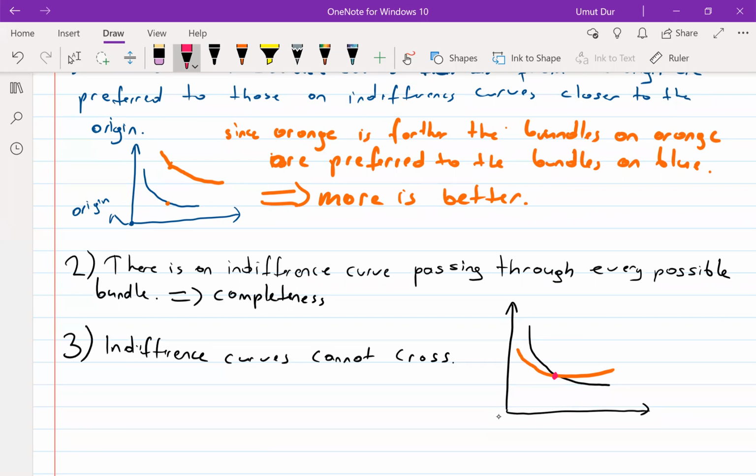Why can two indifference curves not cross? That's good. They have different values, they are giving different satisfaction. But at some point they are giving the same satisfaction. Then what will be our explanation?